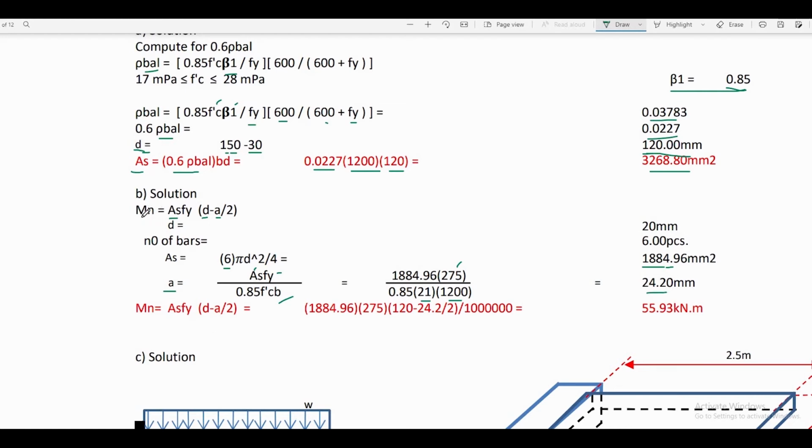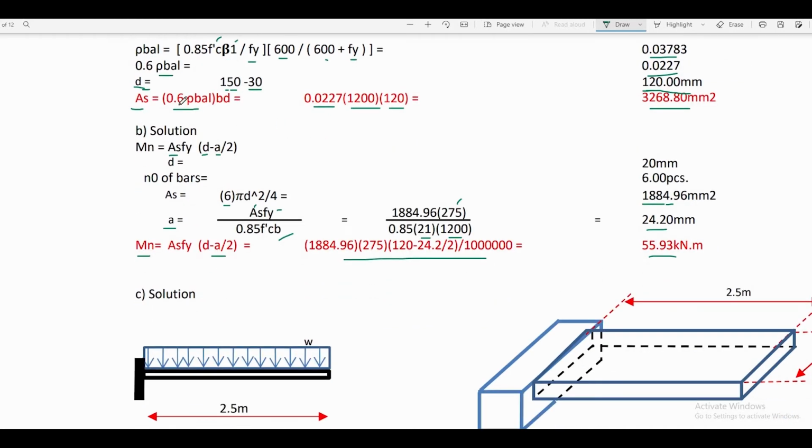And if we substitute the value of a, s f_y, d minus a over 2 into our equation, we can now have the equivalent nominal moment. We divide this by 10 raised to 6 to convert Newton into kilonewton and mm into meter, and that is equal to 55.93.